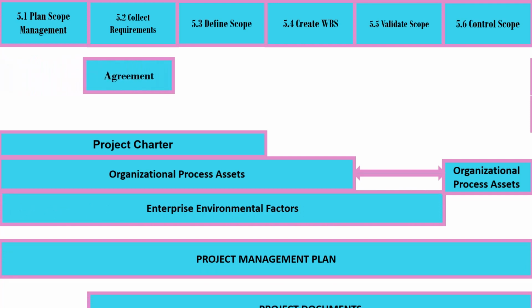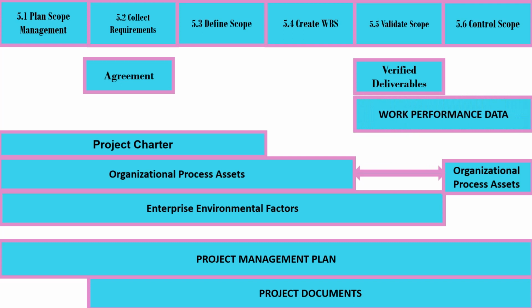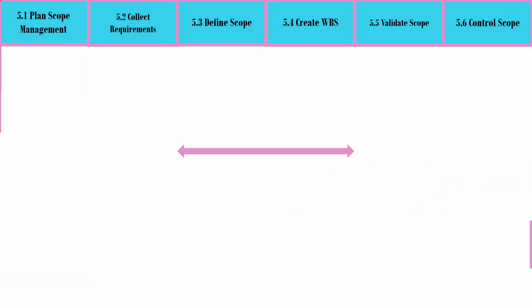Collect requirements has agreements and project documents, which is shared with all processes except plan scope management. Validate scope has verify deliverables and work performance data, which is shared with control scope. We mentioned in the last slide that project documents is an input to all processes except plan scope management. Let us now take them one by one.